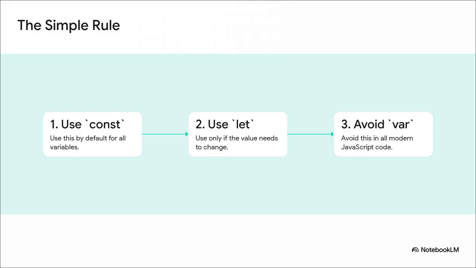And here it is. This is the most important takeaway. Number one, always start with const. Make it your default for everything. Number two, if and only if you know a variable's value has to change later on, then you switch it to let. And number three, just don't use var anymore. Seriously, that's it. That's the core of it all.